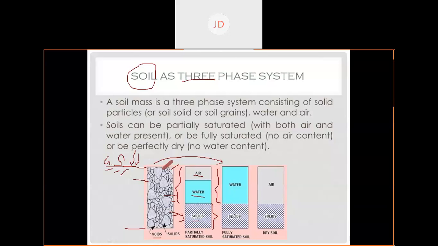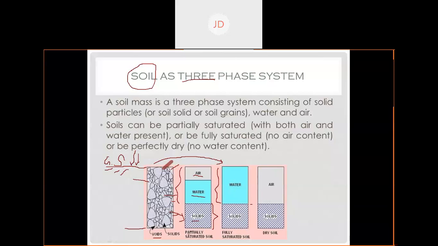This is because the volume of solid and the weight of the solid remain the same, and cannot change for a particular cross section. Even here, up to here, there is no change in height. So that means there is no change in the volume or weight of solid. This is the case of the rainy season. All the voids are filled with water, and this type of soil is known as fully saturated soil.